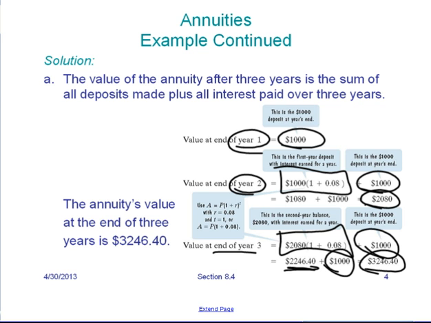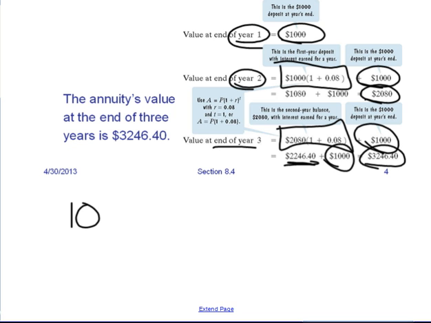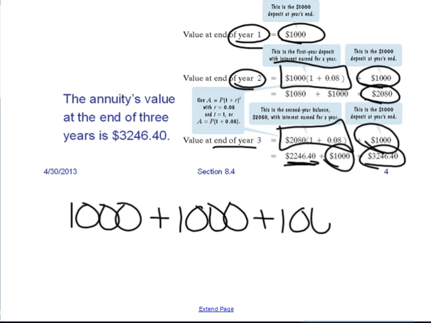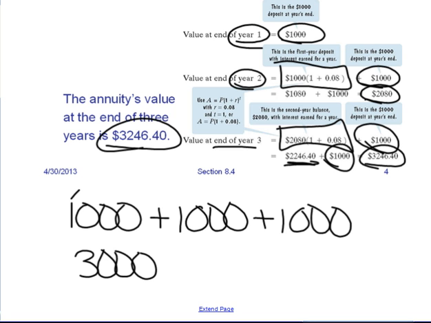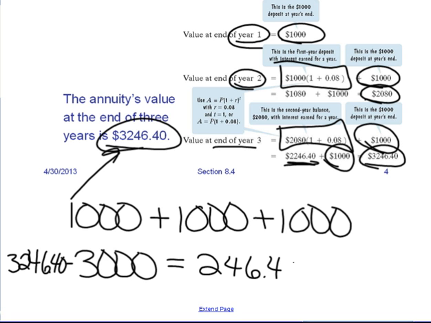Now, to figure out how much interest you earn, you first have to figure out how much you actually deposited. So, you deposited $1,000 at the end of the first year. You deposited $1,000 at the end of the second year. And you deposited $1,000 at the end of the third year. So altogether, you deposited $3,000. But you have $3,246.40 in the bank. So what the bank gave you was the difference between those two numbers. So the bank gave you interest of $246.40.